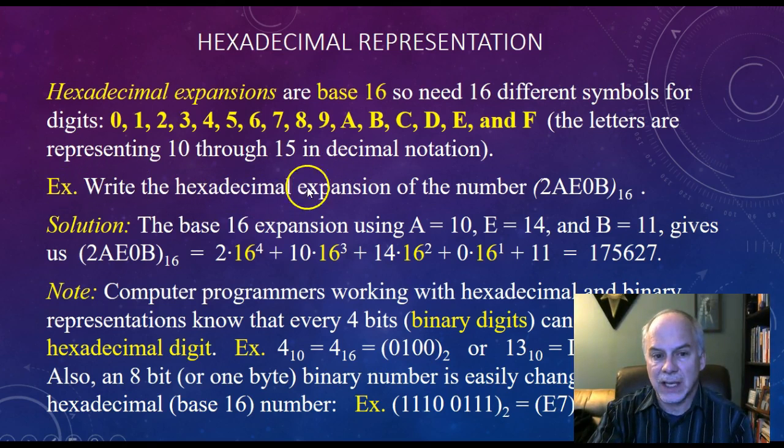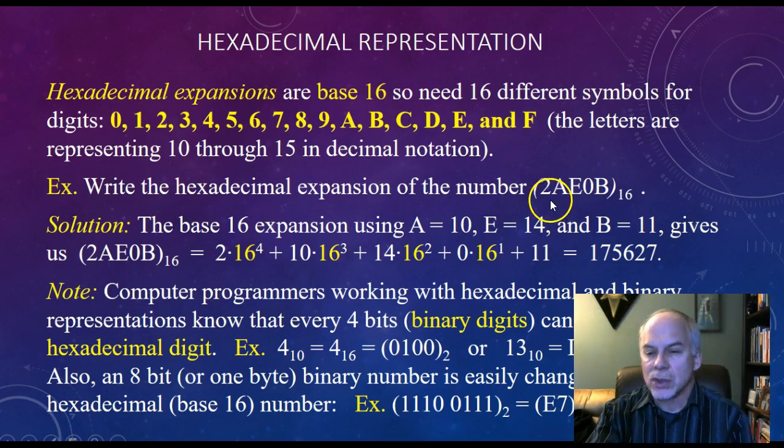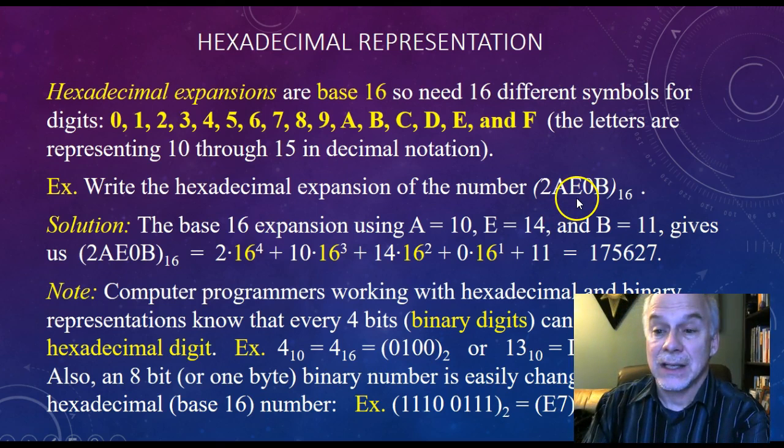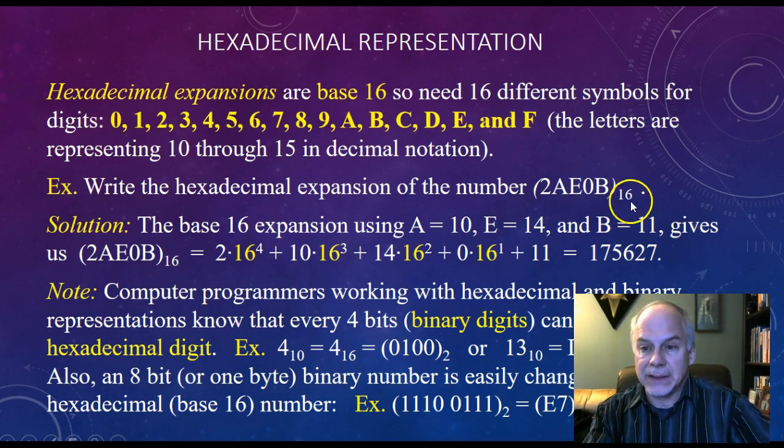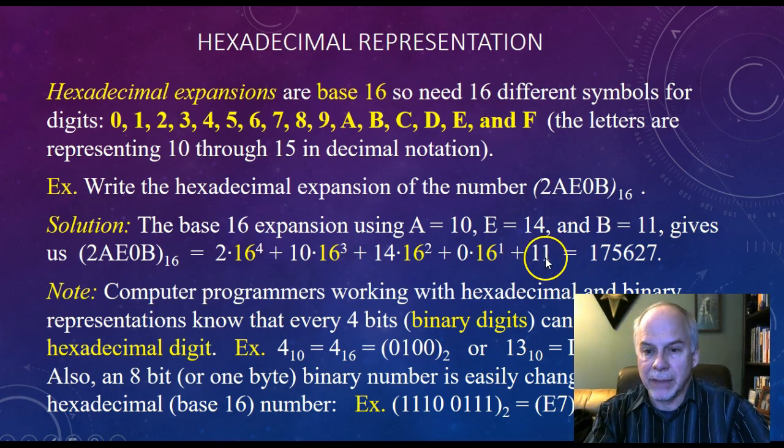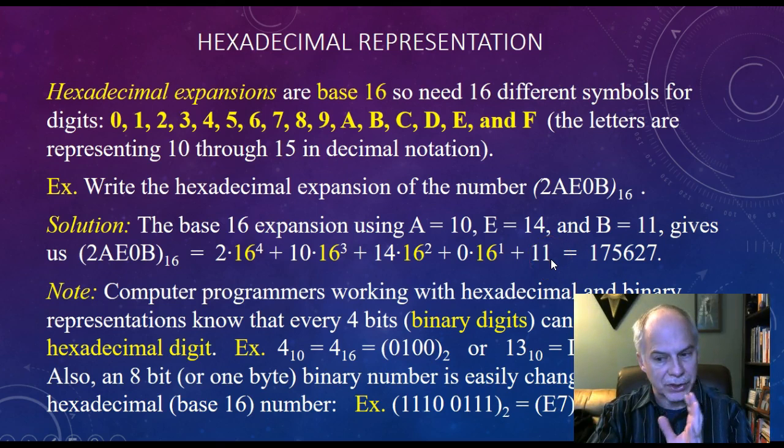So it says write the hexadecimal expansion of the number 2AE0B, okay, in base 16. Now, the powers, first of all, think about those. You're going to have 16 to the 0 power. You're always going to start with the 0 power on the right side. And then it's 16 to the first, 16 to the second, 16 to the third, and 16 to the fourth, because you have a total of 5 digits to take care of.